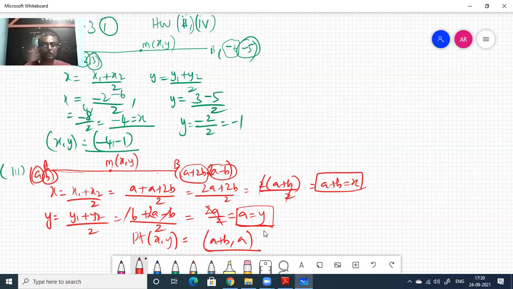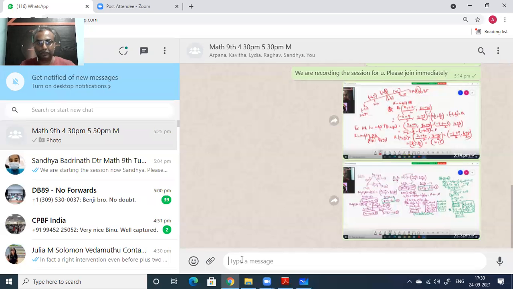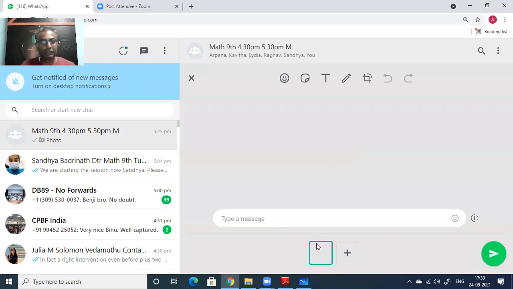Correct. So I've done the first and third sums. You can do the second and fourth sums for homework. Okay. Easy, no? It is easy.